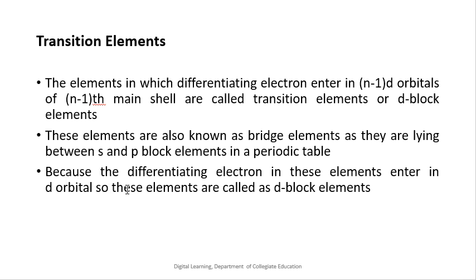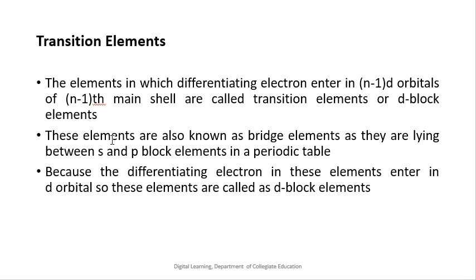How are these transition elements defined? They are defined as the elements in which the differentiating electron, or the valence electron, or the outermost electron enters the (n-1) d orbital of the (n-1) main shell. They can also be defined as the elements which have incompletely filled d orbitals in their ground state or in their oxidation states.